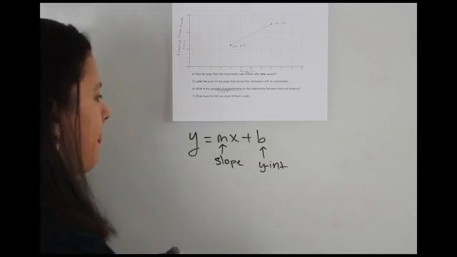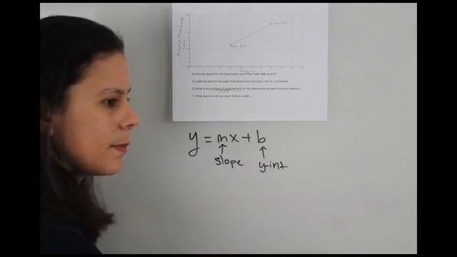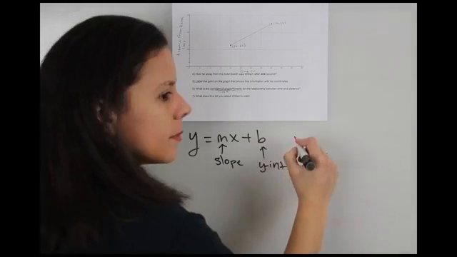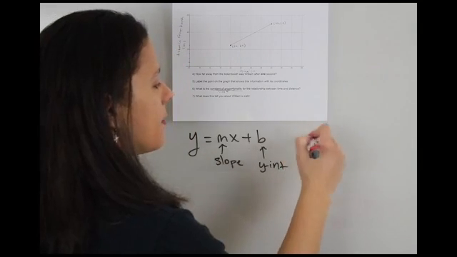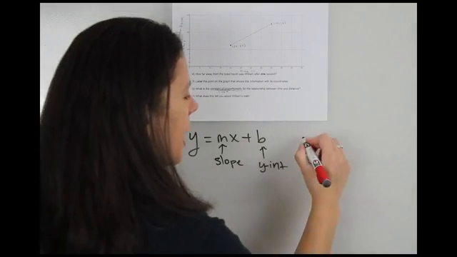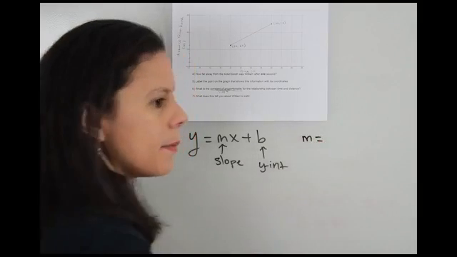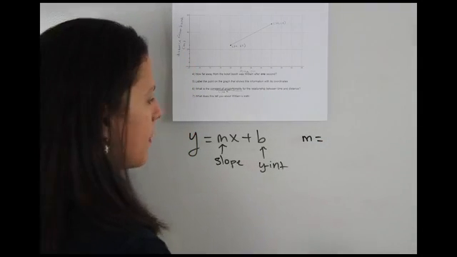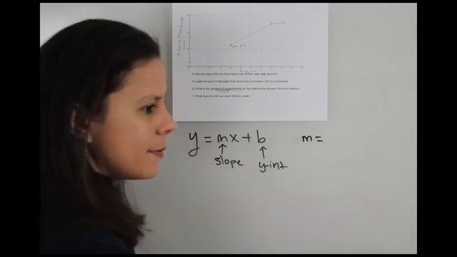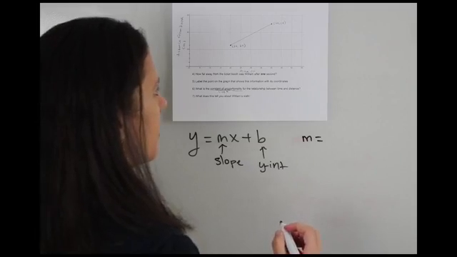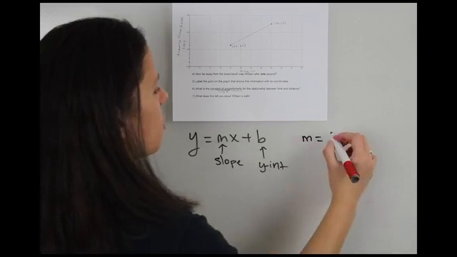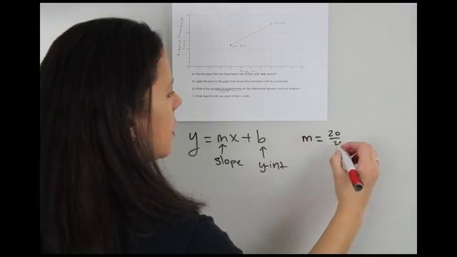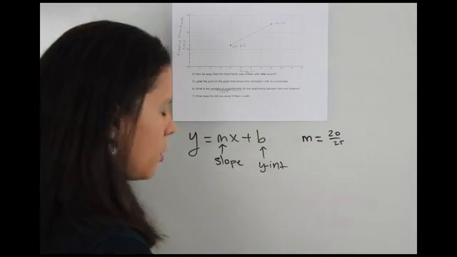Divide what? Wait, what's the question again? What is the slope of the line? Oh. The M. Divide 20 and 25. You mean like just 20 over 25? Yeah. Or something along those lines?